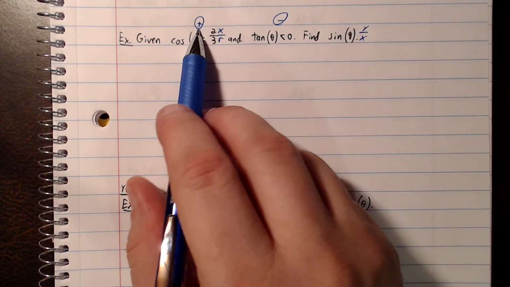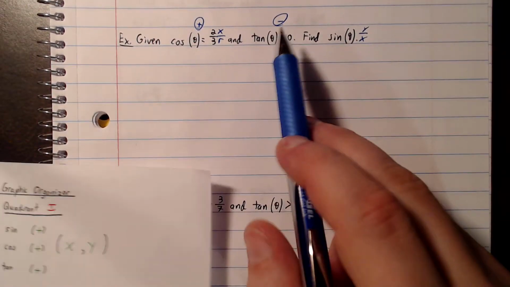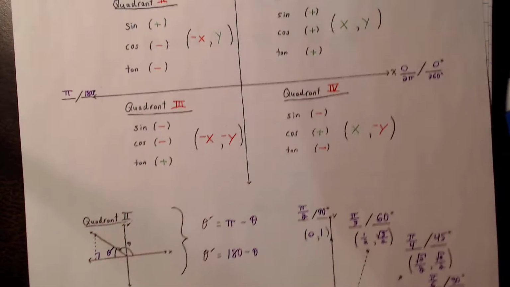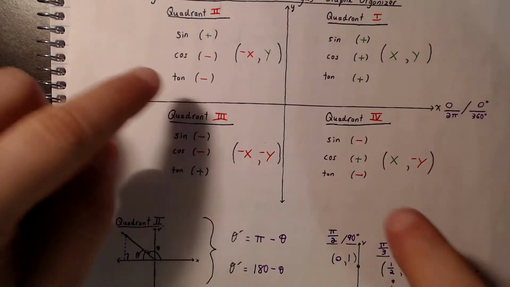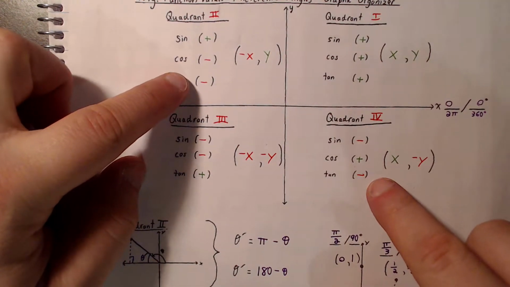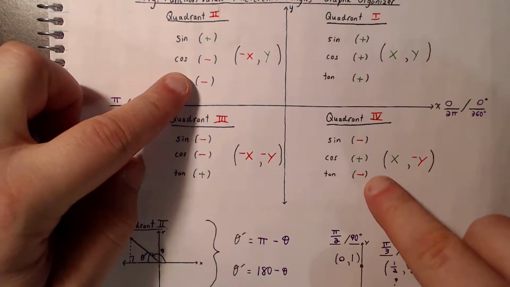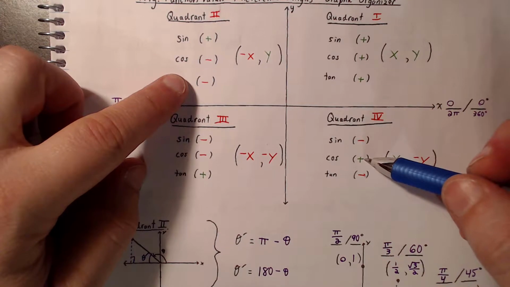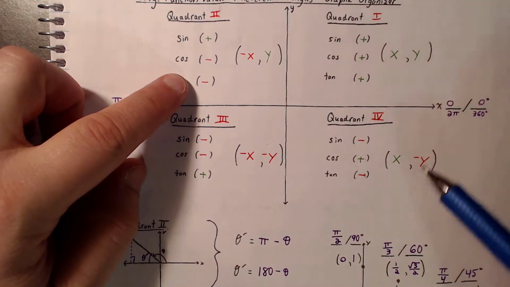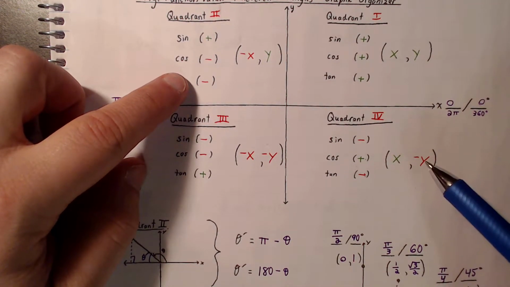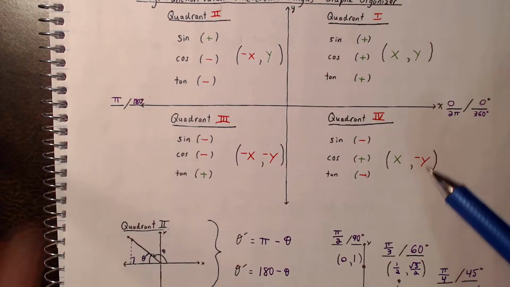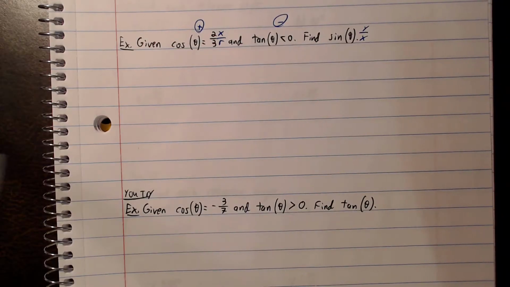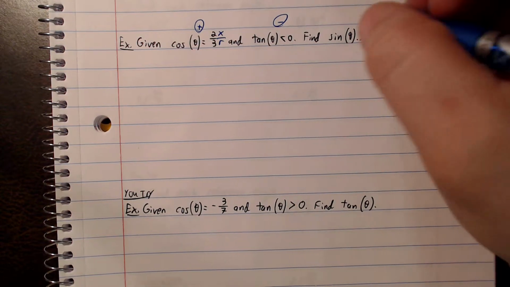Well, cosine is positive, tangent is negative. So I want to look for where tan is negative. Tan's negative in these quadrants. But I want cosine to be positive. And here is where that happens, quadrant 4. Cosine's positive, tan's negative. What I know is that x is positive and y is negative. I need to keep that in mind. Okay, I have a negative y value.